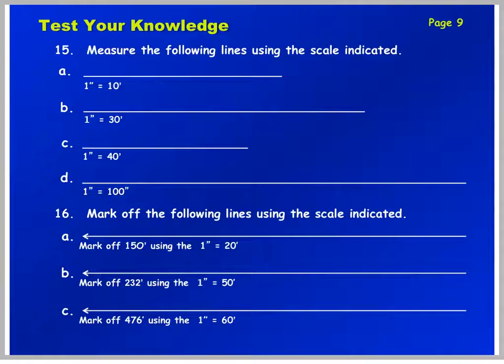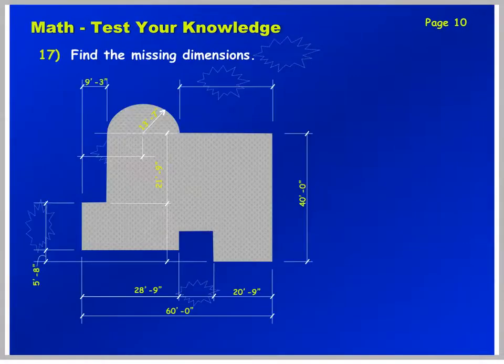Page 9, number 15, using an engineer's scale, measure these lines. 1 inch equals 10 foot, 1 inch equals 30 foot. As an example, number 16, mark off 150 foot using 1 inch equals 20 foot. Again, starting here at the arrow and going this direction. Page 10, number 17, find the missing dimensions for this building, and the missing dimensions are identified by these exploded stars.